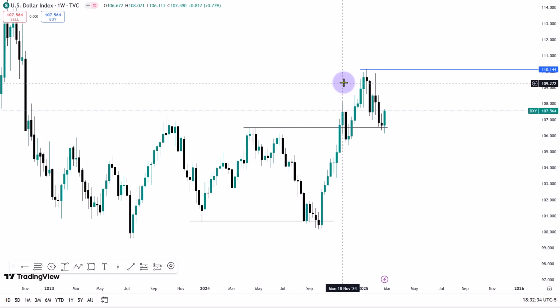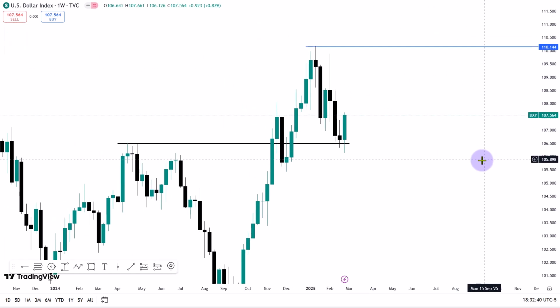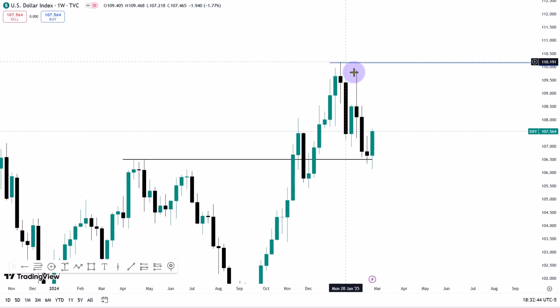Price creating expansion higher, smaller retracement, expansion higher, retracement into another block mean threshold. What does it mean? This simply means we see the dollar traded into 50% of this large bullish order block. You see the body of the candle is sitting on 50% of that bullish order block.